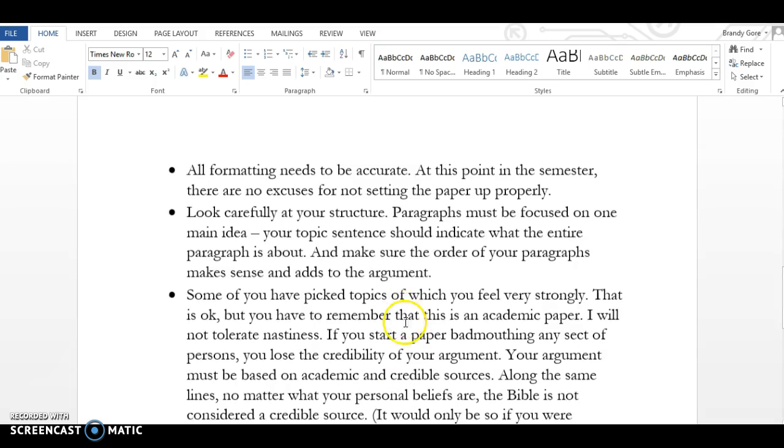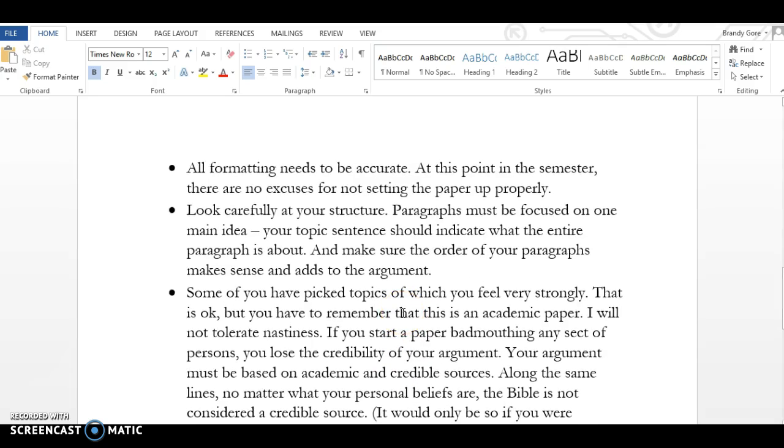Okay, look carefully at your structure. Paragraphs must be focused on one main idea, each paragraph. Your topic sentence should indicate what the entire paragraph is about. And then, of course, you're going to make sure that the order of your paragraphs makes sense and adds to the argument. A good way to check this is just to pull out all your topic sentences in order, and see if that makes sense. You should be able to start with the thesis and have all of your topic sentences and have a clear understanding of what your paper is about. If you can't do that, that's a problem. If you can't easily make an outline of your own paper, that's a problem.